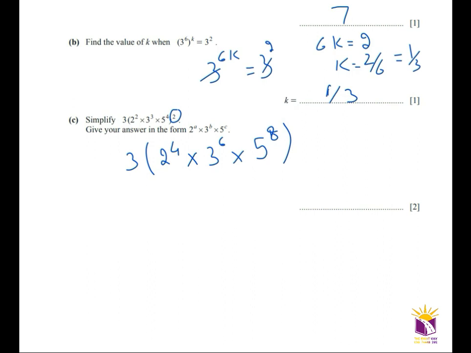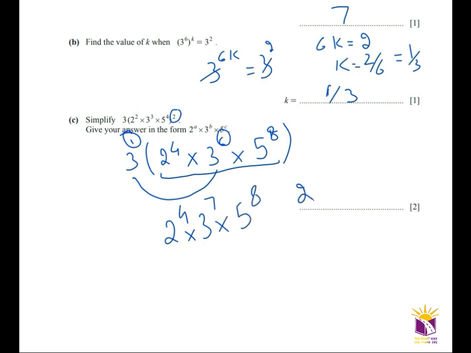And now when we multiply this 3, all the numbers inside the bracket are also multiplying. So this 3 is only multiplied with one of them. I am going to multiply this 3 with this 3 power 6, and it will become 3 power 7, because power 6 and power 1 are going to be added up. Multiply 5 power 8. So your answer will be 2 power 4, 3 power 7 and 5 power 8.